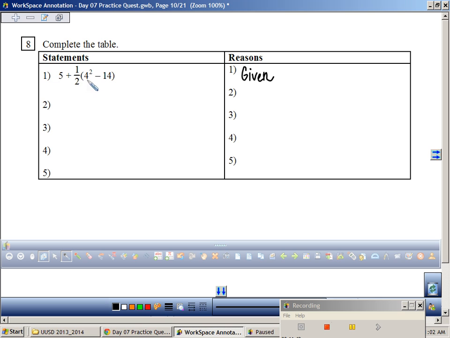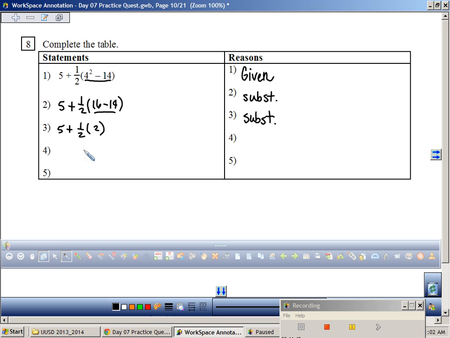Now let's go to the next step. Where am I going to start? What's inside the parentheses? An exponent. So let's recopy 5 plus 1/2 times the quantity, 16 minus 14. What's the reason I can get to that step? Good job. Substitution. What's my next step? Parentheses still. So 5 plus 1/2 of what? 2. What property tells me I can do that? Good job. You guys are on it.